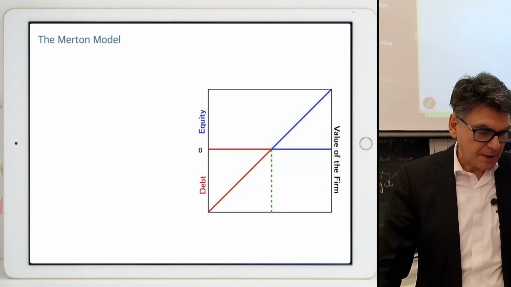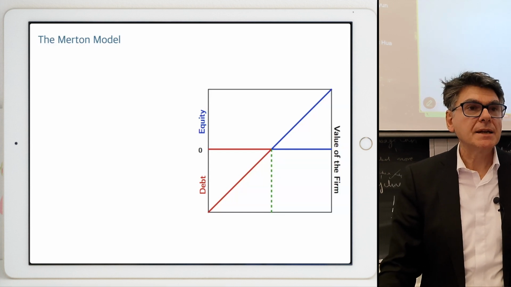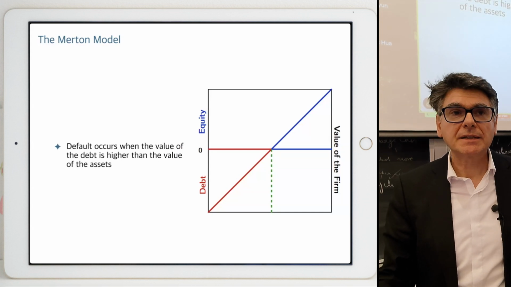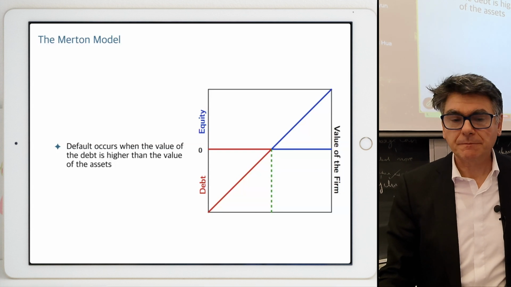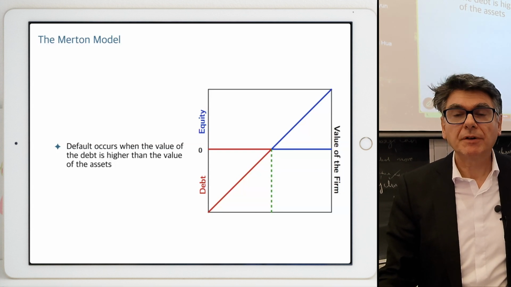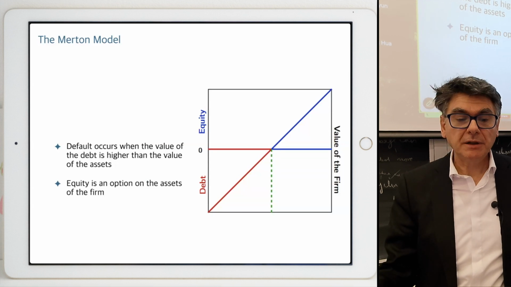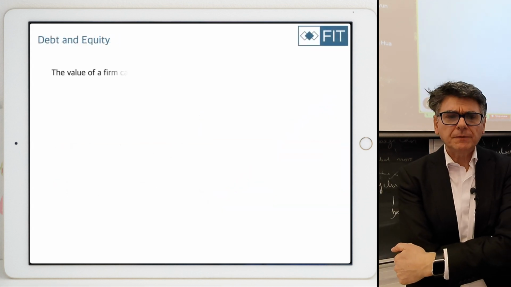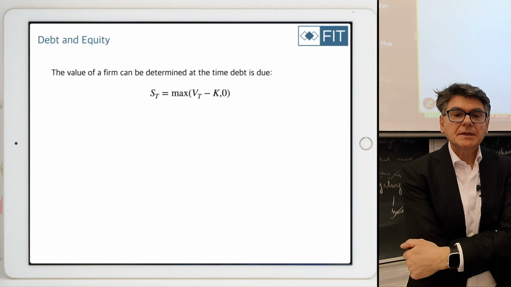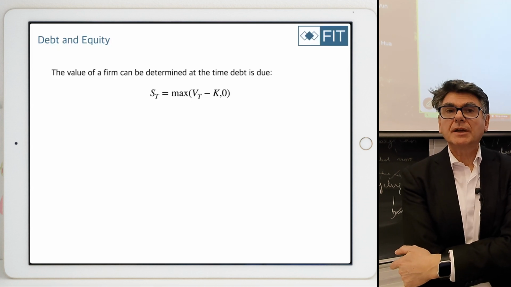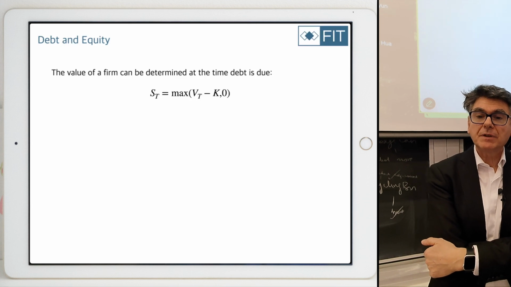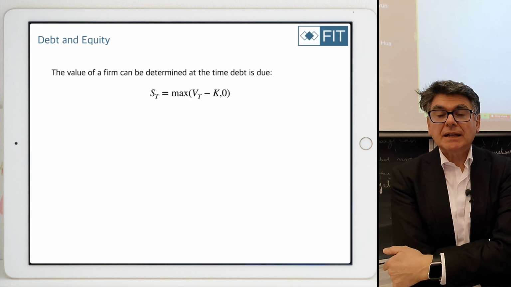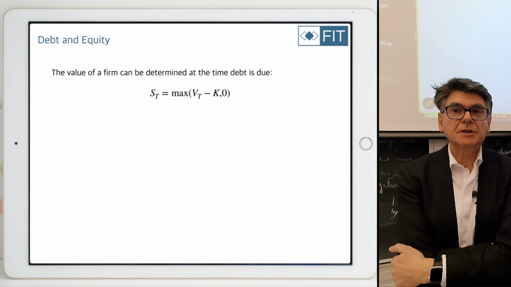I want you to understand the premise, the financial premise we're making when I say that the value of a company is a call option, where the value of the assets is the underlying and the value of the liabilities is the strike price. And default occurs when the value of the debt is higher than the value of the assets. And from this perspective, the equity of a company is an option on the assets of the firm where the liabilities is the strike price. So let's follow our nose with this assumption. And that means that the equity can be modeled as the maximum of V, the assets, minus K, the liabilities, and 0. So if assets are less than liabilities, then you just default, the value of the equity is 0, never negative.